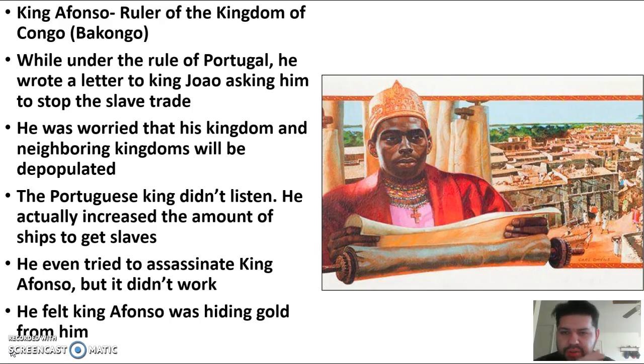King Afonso was a ruler of the Kingdom of Congo, or Bakongo, as you can see on the screen there. While they were under the rule of the Portuguese, he wrote a letter to the king asking him to stop the slave trade. He wanted it to stop because he noticed that not only was his kingdom getting smaller, but the neighboring kingdoms were getting really small too. There was a real depopulation going on, because everyone was being sent out as slaves.